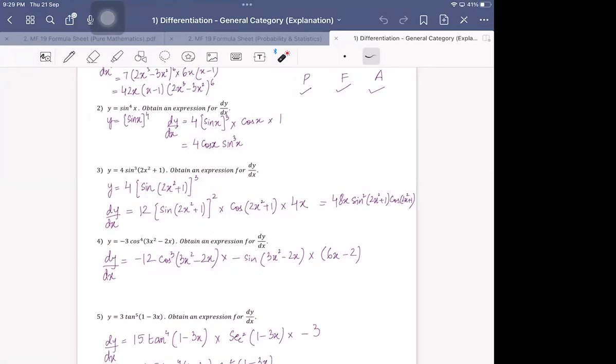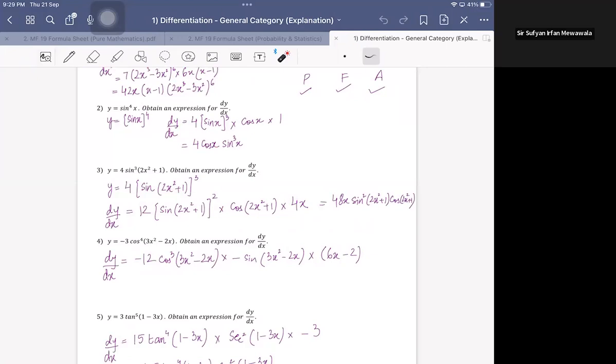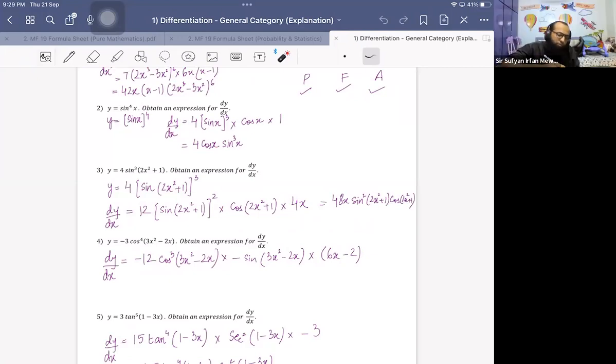Okay. In the fourth one, Javiria, I have not rewritten it as a composite function. I have not written it like this.